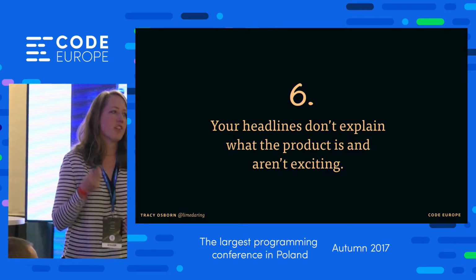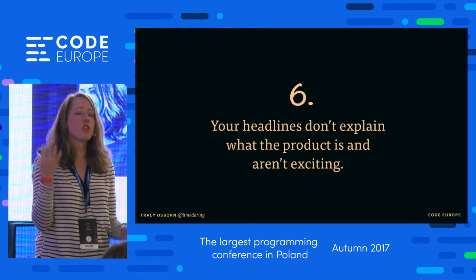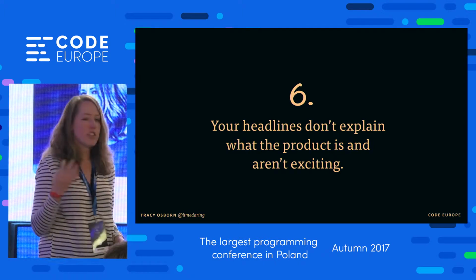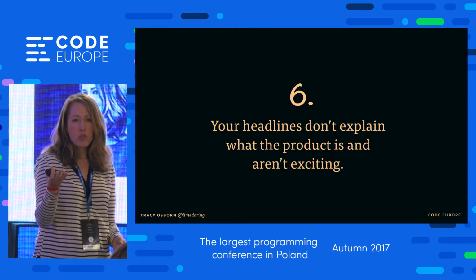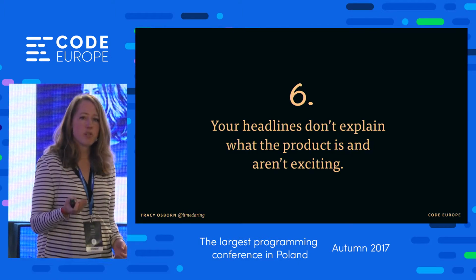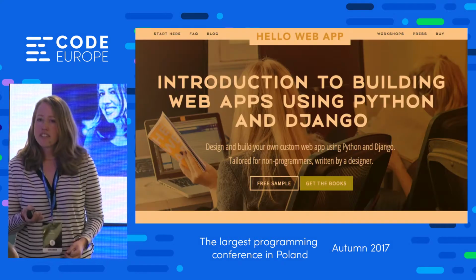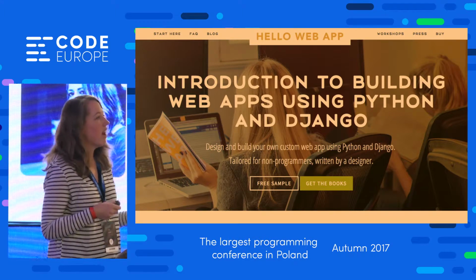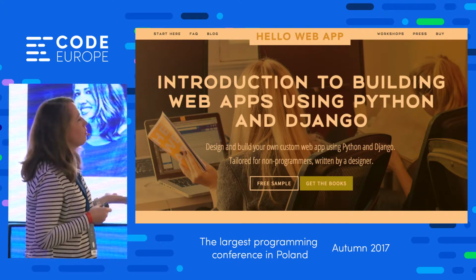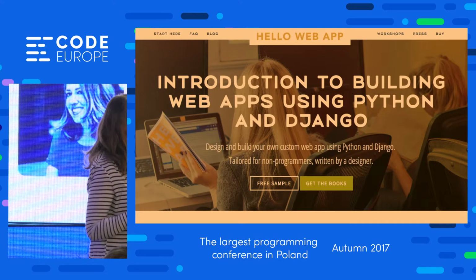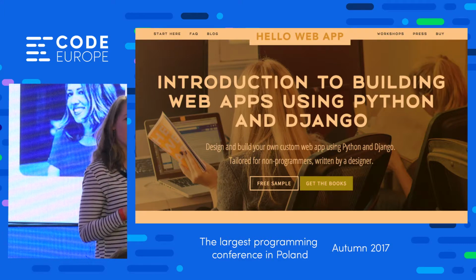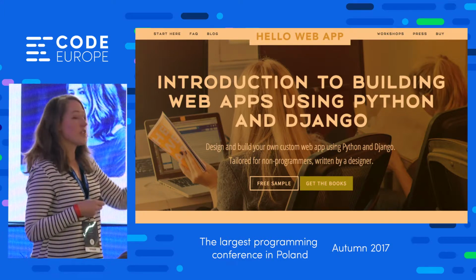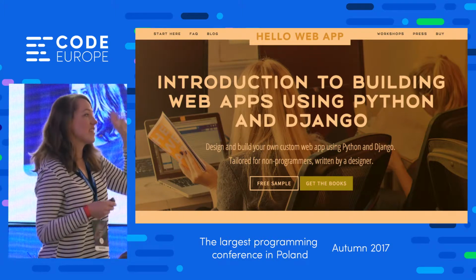Next up in content is not just your actual content, but look at your headlines and make sure that your headlines are also short and simple and easy to read, but also exciting. This is technically what my book is about. My book is an introduction to building web apps using Python and Django, but as a headline this would be terrible. It is too long, it is too wordy, and it is super boring.